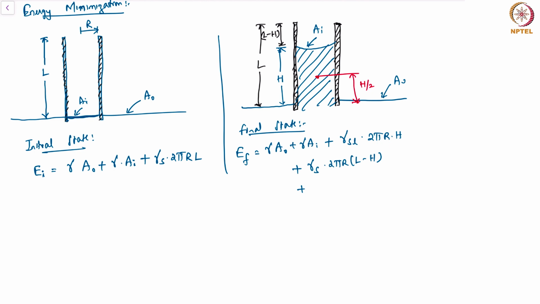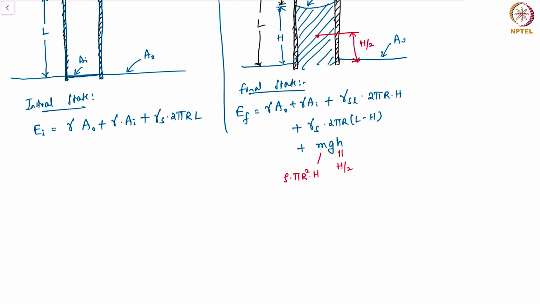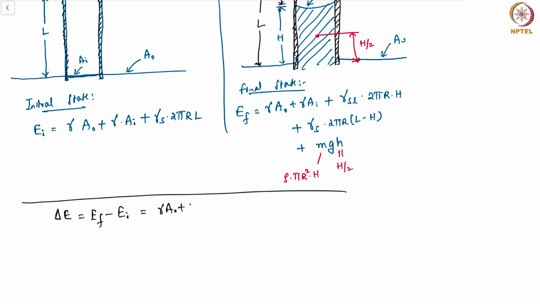We also have to take into account the potential energy. The potential energy would be mg small h, where the small h is nothing but capital H by 2. The mass we already saw here: it is density times the volume, that will be pi r square times h. Right? Now let's put everything together. We can calculate delta E, that is E final minus E initial. Let's write this down just for the sake of clarity.